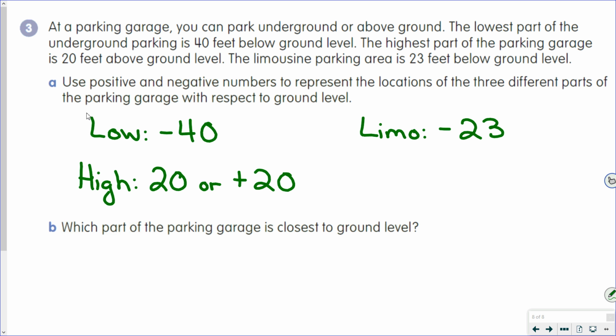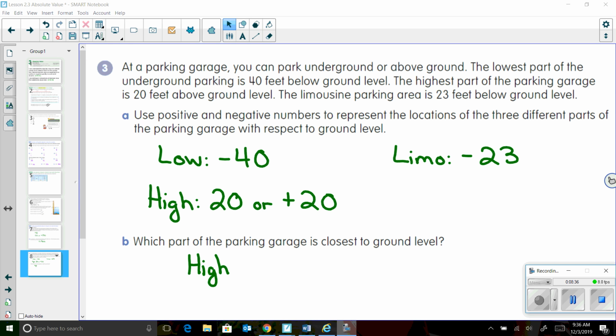For part B, which part of the parking garage is closest to ground level? That's where we look at the absolute value of all these. And since the absolute value of 20 is closest to 0, we're going to say that the highest part is closest to ground level. That is all for today's lesson. I hope this helps.